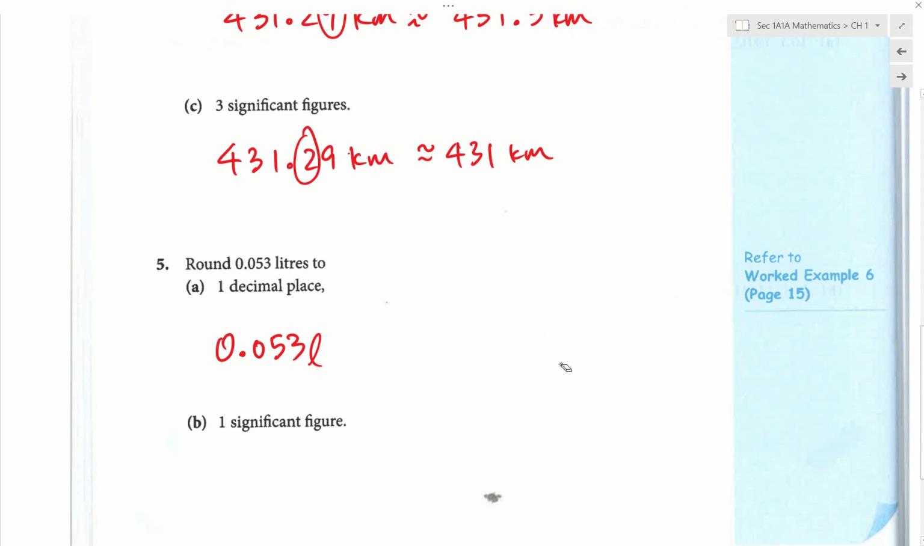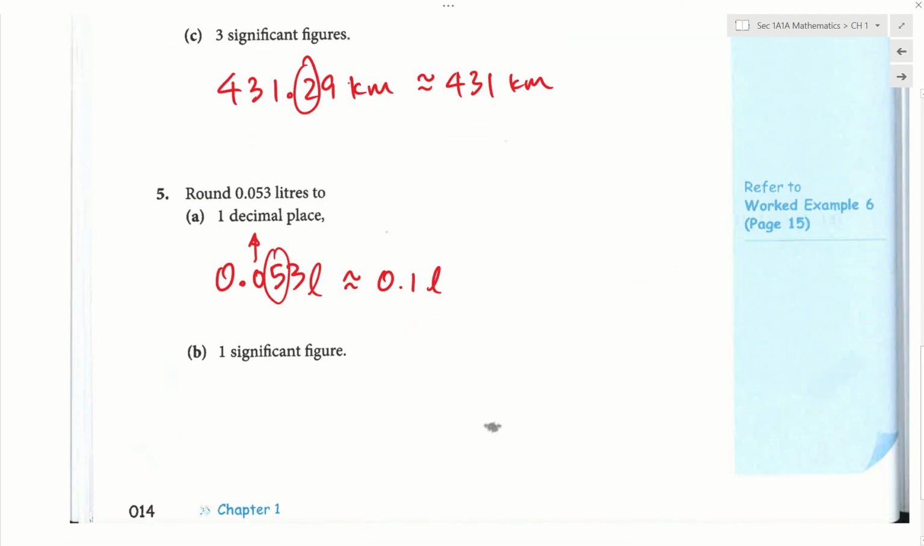To 1 decimal place, what should we circle? 5, you are right. And after that, what do we do? Is it up arrow? Yes, it is always up arrow. Either you draw up arrow or you don't draw anything. Next, we have 0.1 liters. Okay? Next, 1 SF. So copy down 0.053 liters.